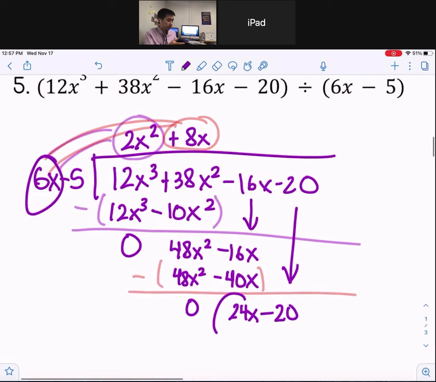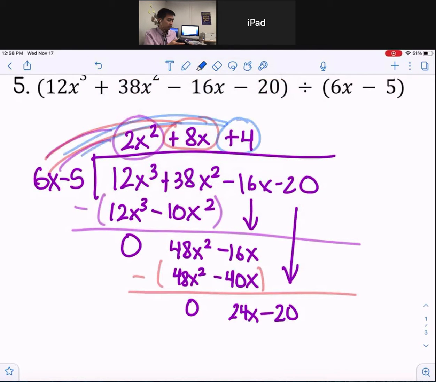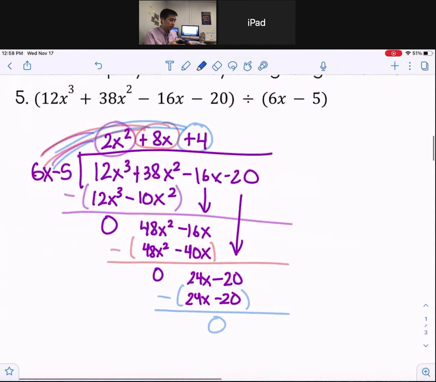How many times does 6x go into 24x? That would be 4. So then you take the 4 and distribute it to the front 2 again. 4 times 6x is 24x. 4 times negative 5, negative 20. Subtract that, and you get 0. So your final quotient answer is 2x squared plus 8x plus 4.